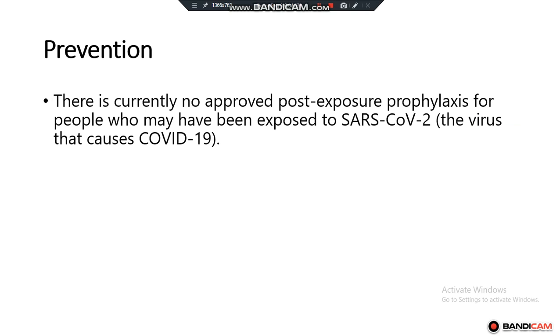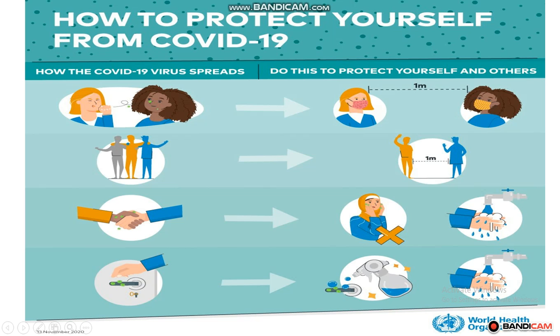So there is no post-exposure prophylaxis. That is the saddest thing about the disease, because if you are caring for a patient, you have to protect yourself, otherwise you may contract the disease. So there is no post-exposure prophylaxis for COVID-19. So how do you protect yourself from COVID-19?